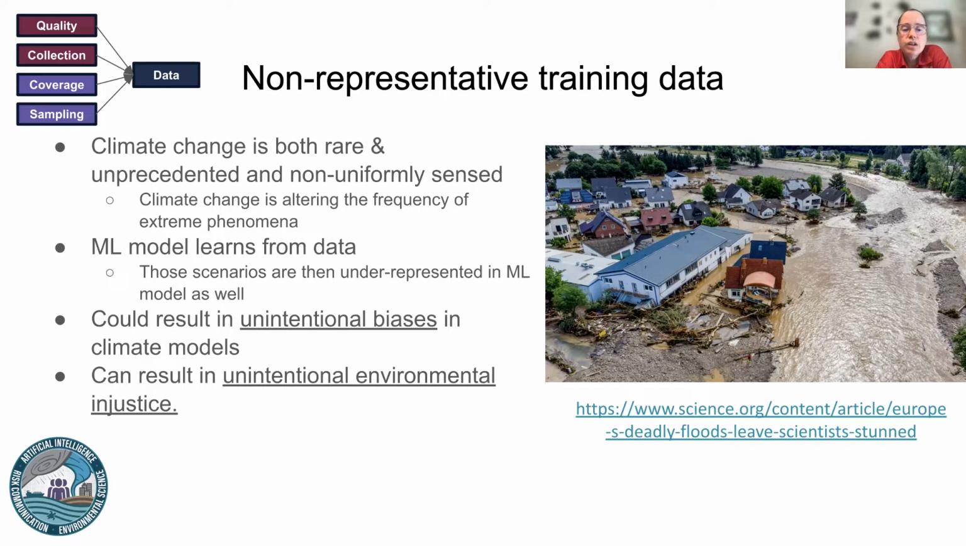The picture I'm showing on the right here is from the floods last year in Europe. And with that headline of "The floods leave scientists stunned," they were unprecedented. Next slide.